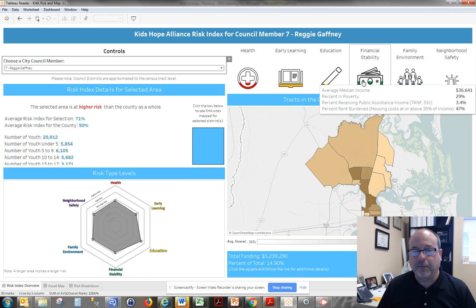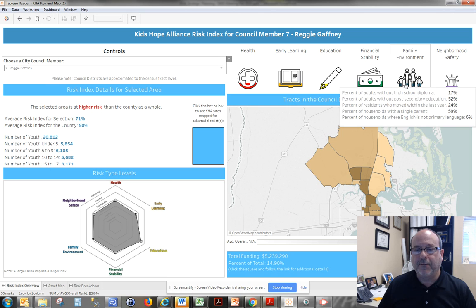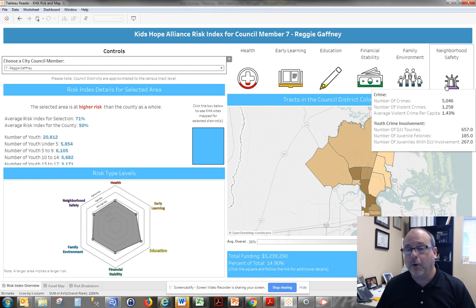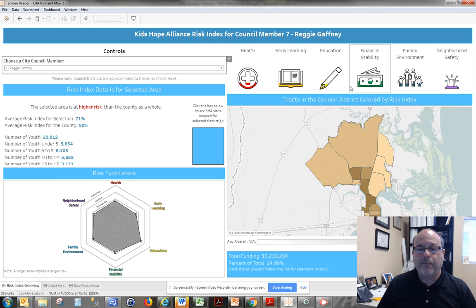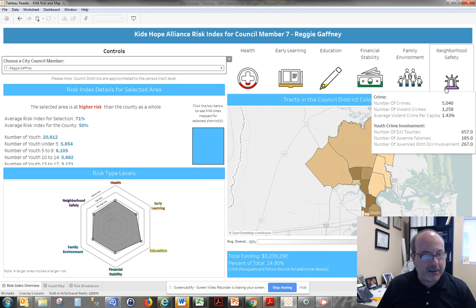Financial stability from the census tracts, family environment, percent of adults without high school diploma, and so on. And then we have the neighborhood safety, the Department of Juvenile Justice, number of crimes in that district for the period in question, DJJ touches, juvenile felonies, and so forth. So pretty interesting aggregate data.